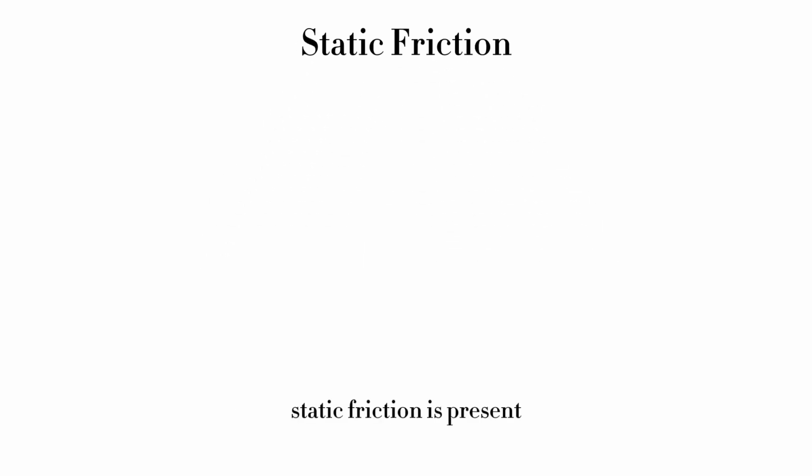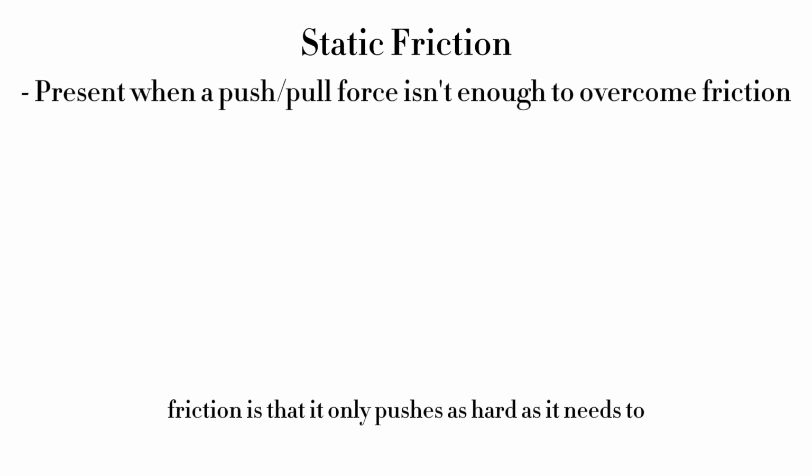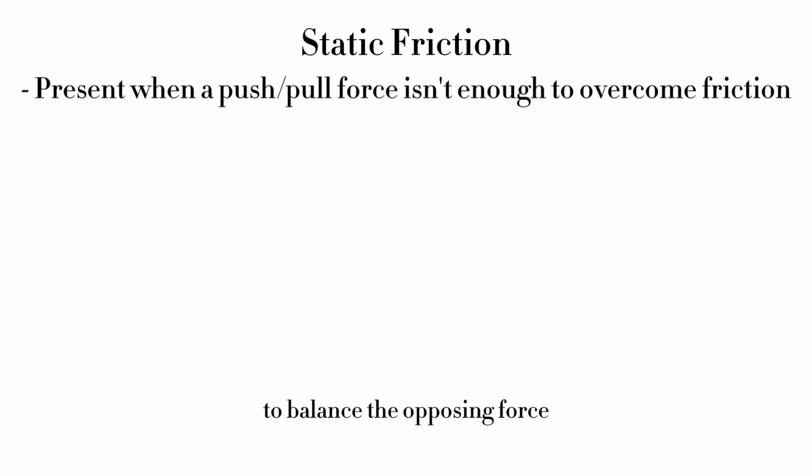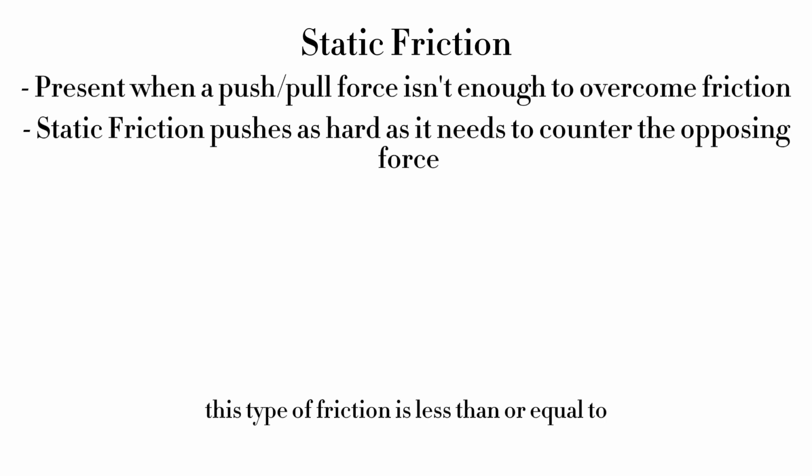Static friction is present when there is a push or pull force, but it is not strong enough to overcome the force of friction. A property of static friction is that it only pushes as hard as it needs to balance the opposing force, making the net force zero. This type of friction is less than or equal to its maximum, which is bound by the product of the normal force and the coefficient of static friction.